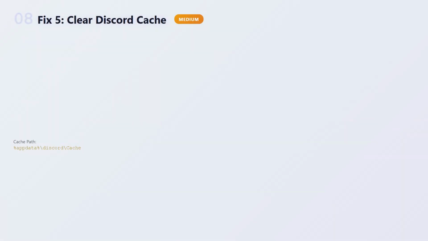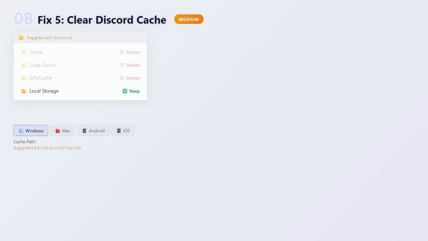Fix 5. Clear the Discord cache. Close Discord completely. Press Win+R, type %appdata%/Discord. Delete the cache, code cache, and GPU cache folders. Keep local storage intact. Restart Discord. This resolves about 50% of persistent issues.